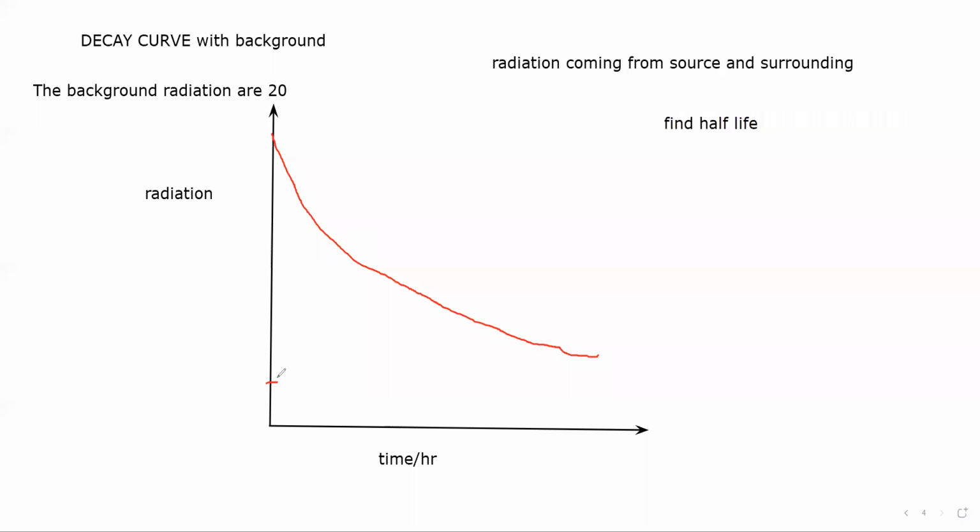So you will have these numbers, for example, say this is 20, 40, 60, 80, and 100. Now, as we know, in this graph these radiations are not only because of the source, they are because of the source and the surrounding. So the detector reading is because of the source plus the surrounding.